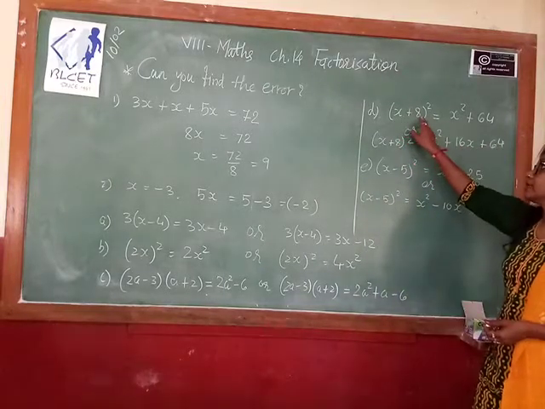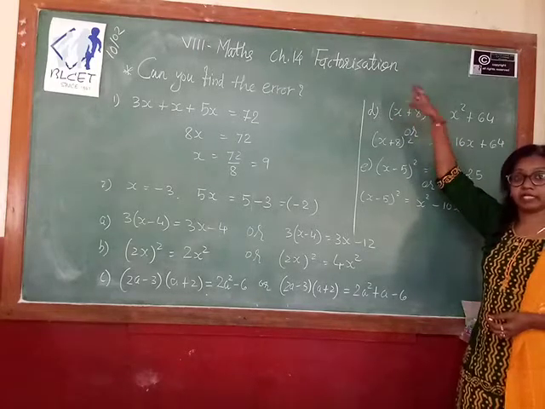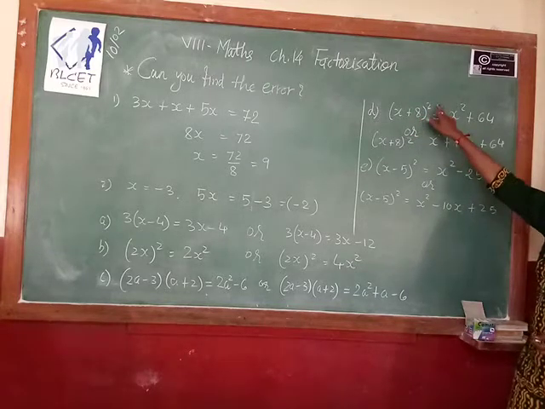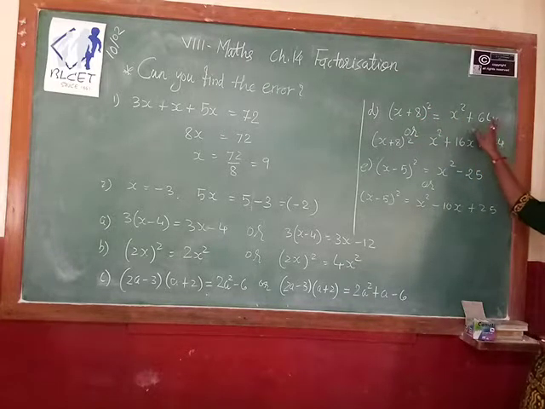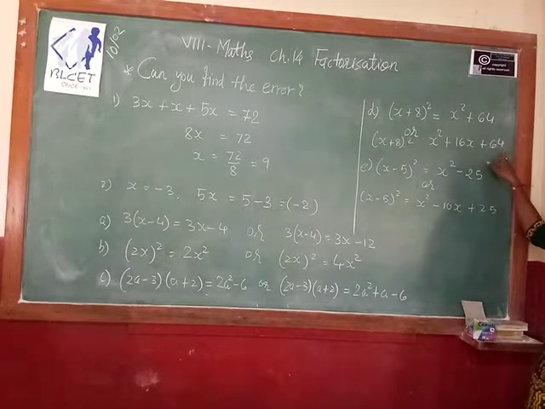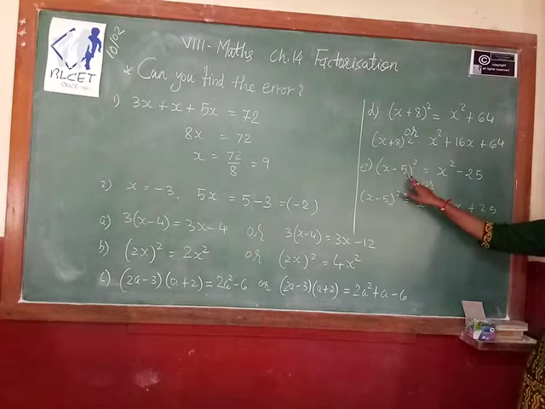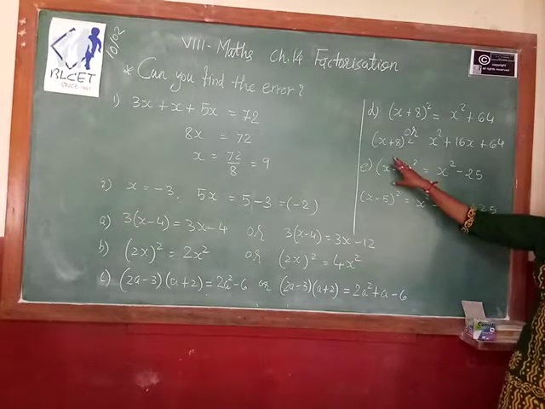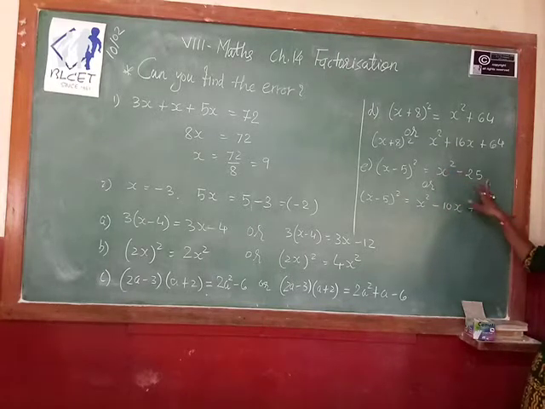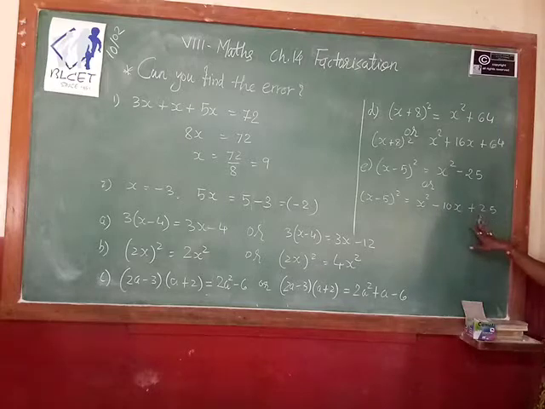Next we have x plus 8 whole square. This is your first identity, a plus b whole square. But sometimes students write x square plus 64. The correct answer is x square plus 16x plus 64. In the same way, they do x minus 5 whole square as x square minus 25. This is your second identity, but a few students write x square minus 25. The correct answer is x square minus 10x plus 25.